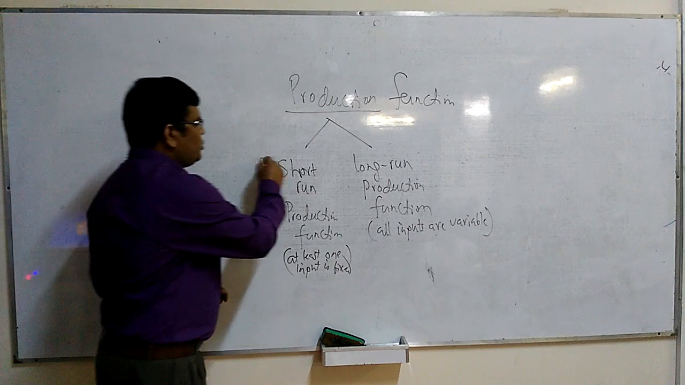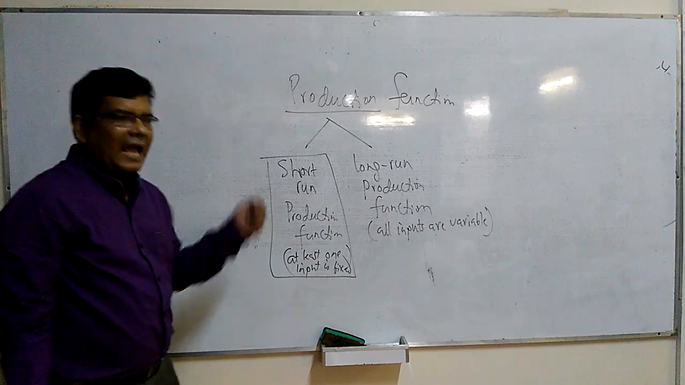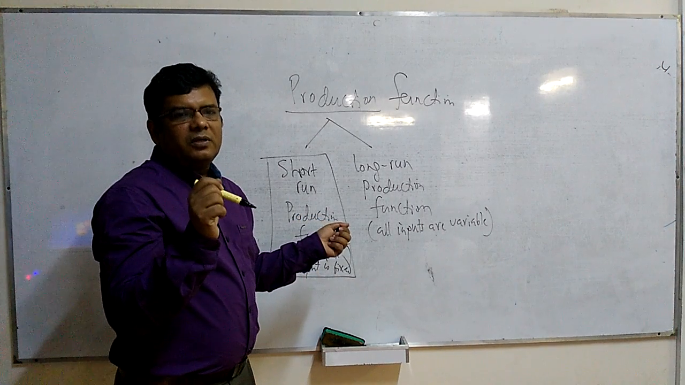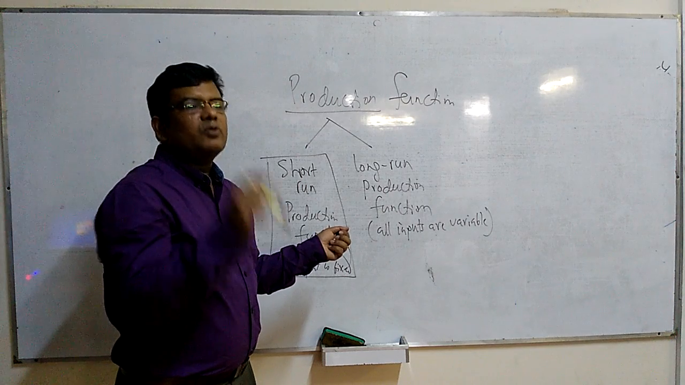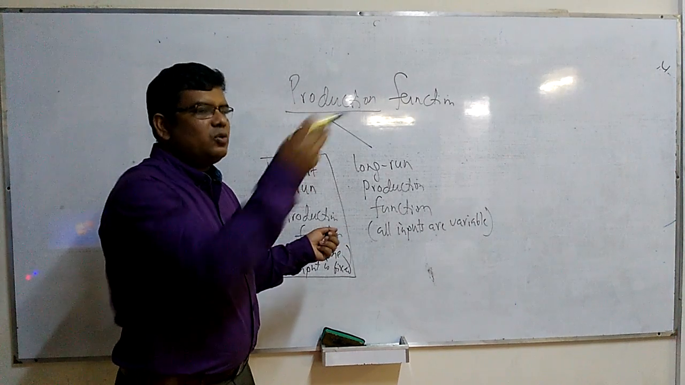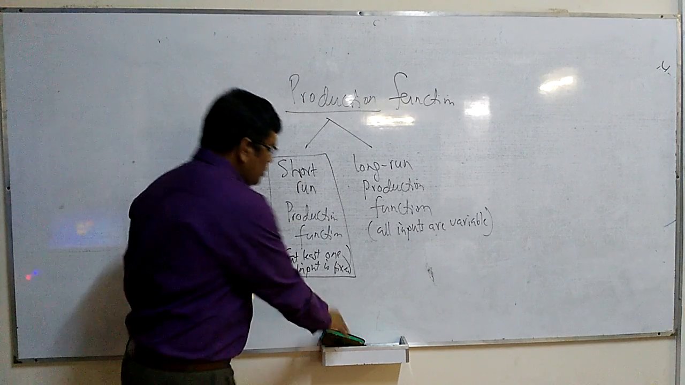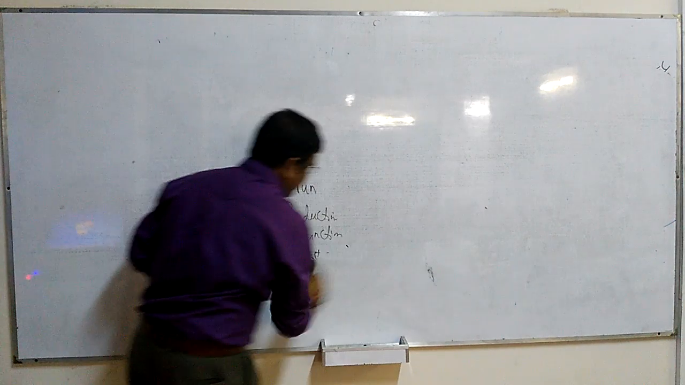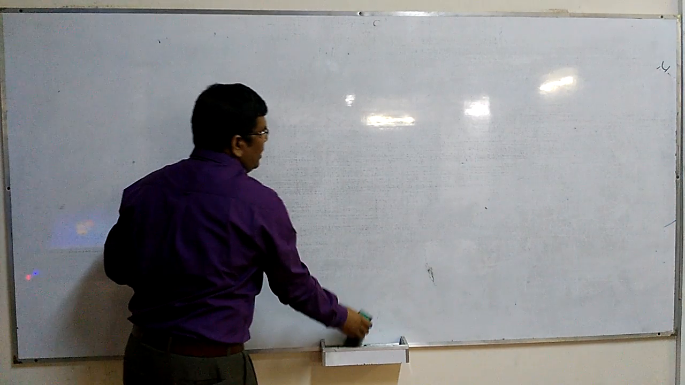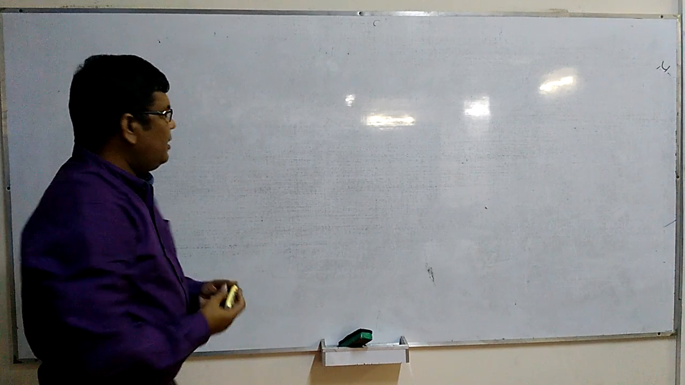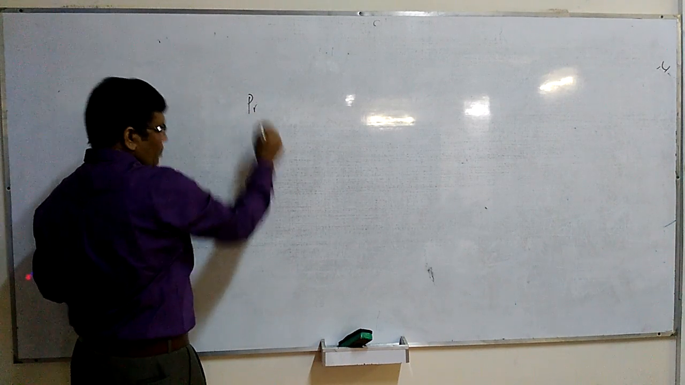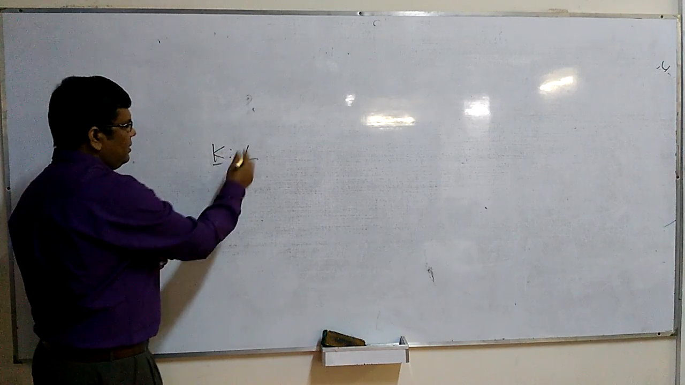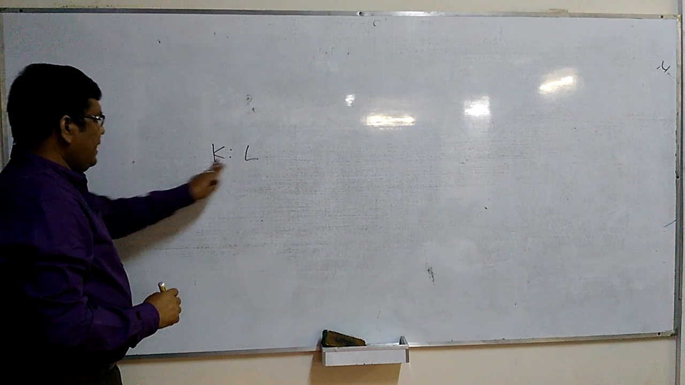So we started with this short run production process. What happens if we keep all the inputs fixed and only one input is variable, that means one input is changed? What happens to the return, what happens to the output? So we saw four trends in the returns, if we continue to increase one input, keeping all other inputs fixed. So it includes capital and labor.